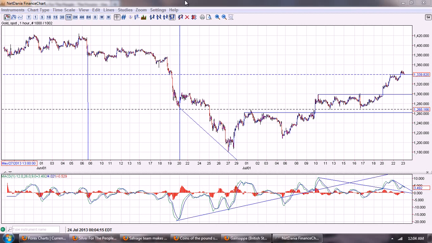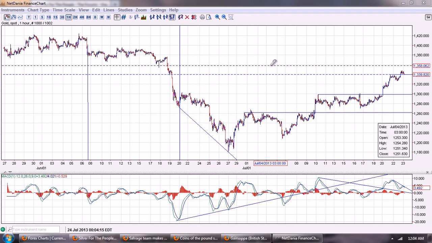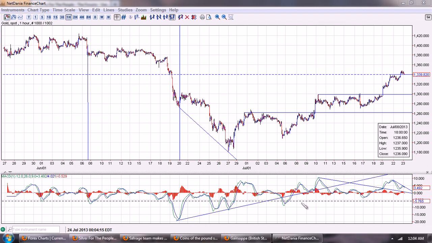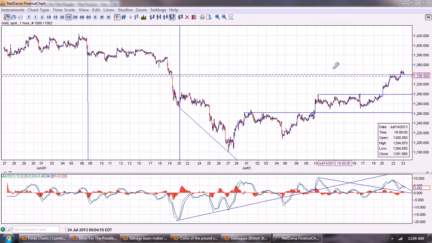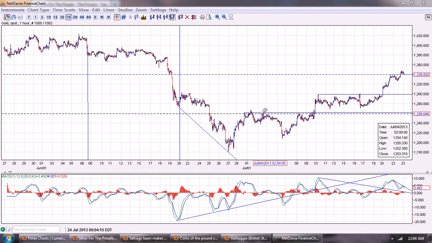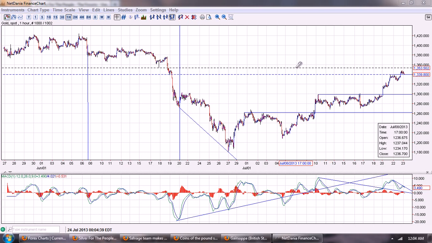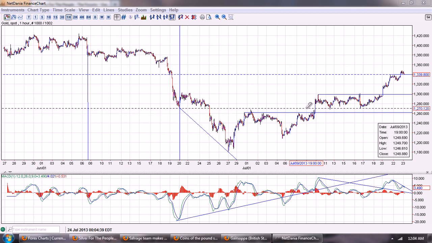This is the 1 hour gold chart provided by netdenia.com. You can click on the link below. Now, I've drawn a number of lines in here. I'm going to try to explain these lines. You can see that we're starting to form a stair-step breakout formation. That's the type of thing that you see in bull markets, and we're going to try to figure out if this is a bottom here.